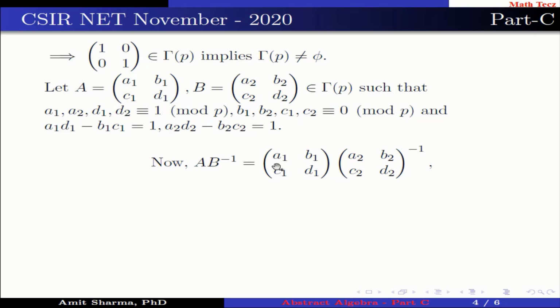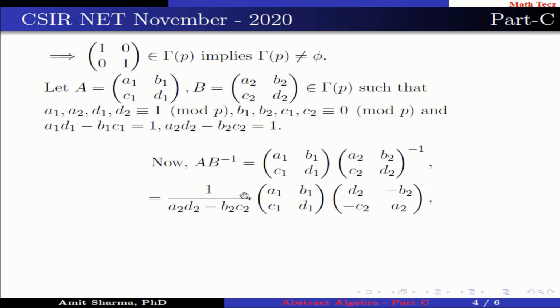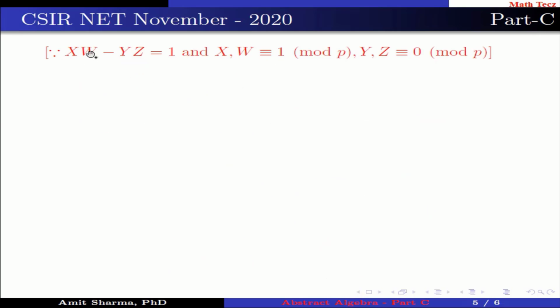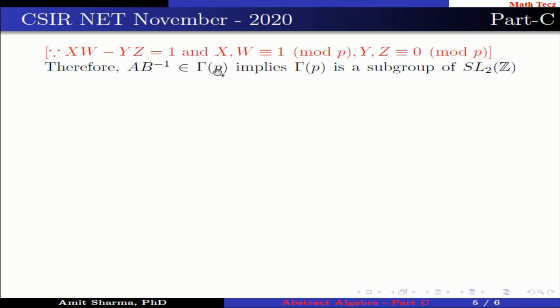Now AB inverse, which is represented by this expression, which is further simplified as this, and this belongs to gamma of p. Why is it so? We represent first element as x, second element as y, third element as z, and fourth element as w. If we calculate x into w minus y into z, it is equal to 1. Also, x, w are congruent to 1 mod p and y, z are congruent to 0 mod p. Therefore, AB inverse belongs to gamma of p, implies gamma of p is a subgroup of SL2Z, implies option 1 is true.